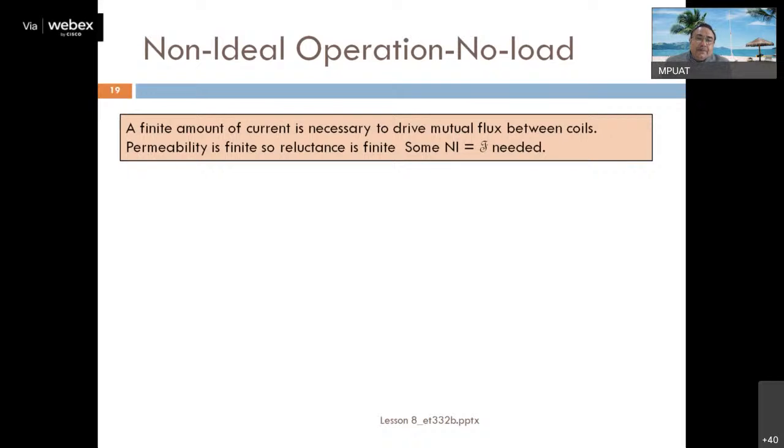So when permeability is finite, reluctance will be finite, so some amount of current will be required to drive the mutual flux between the coils, and that will be proportional to the number of turns multiplied by that current. That much flux, that much current will be required, that much power will be required in order that the flux should flow mutually between the coils. Okay, so I can express this reluctance as L upon mu A.